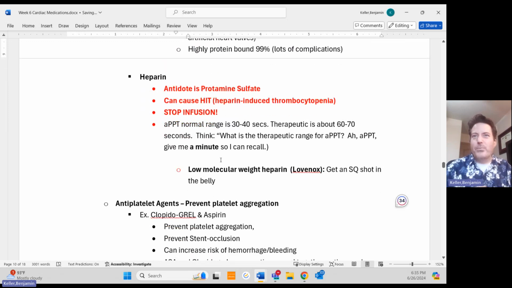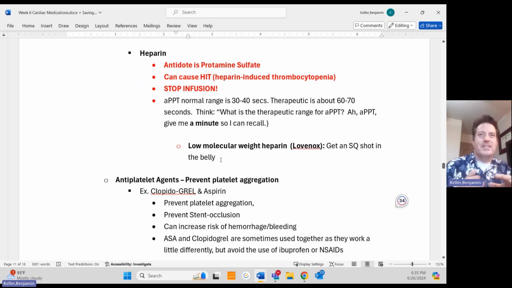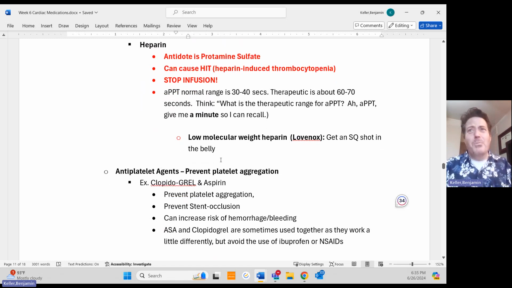Normal range is about 30 to 40 seconds for heparin. The therapeutic range is 60 to 70 seconds. And a way to remember that, like, what's the therapeutic range for aPTT or for heparin? I don't know, give me a minute so I can recall it. Give me a minute.